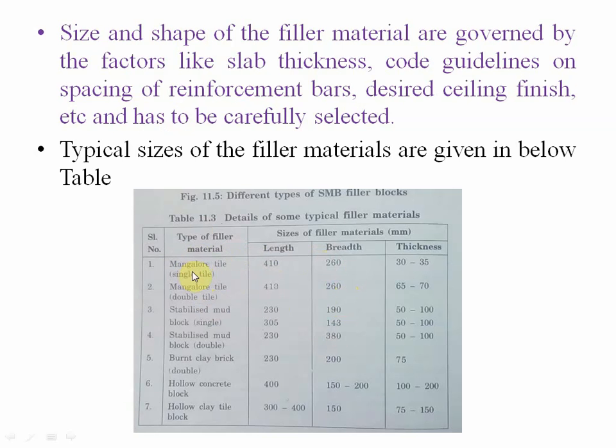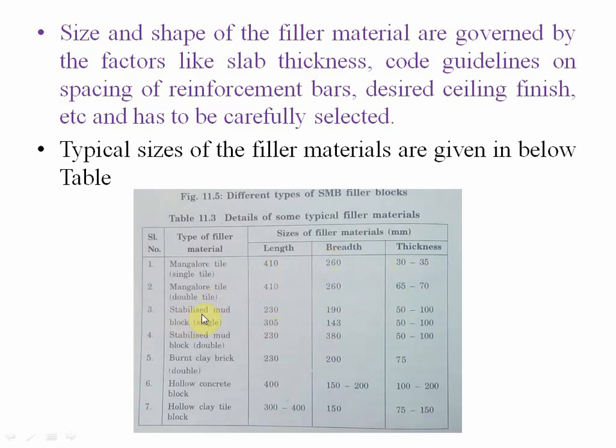First filler material is Mangalore tile. For the single tile the length should be 410 mm, breadth of the tile should be 260 mm, and thickness should be between 30 to 35 mm. That is, the length is 0.41 meter and breadth is 0.26 meter. If you are using Mangalore tiles as a double tile, then the length is 410 mm, breadth is 260 mm, and the thickness should be 65 to 70 mm.